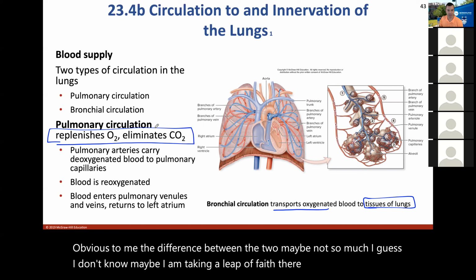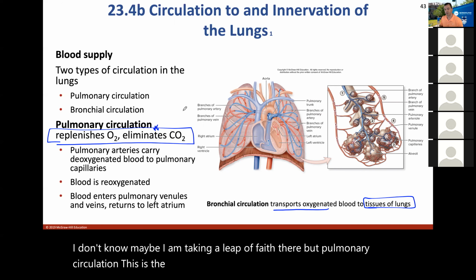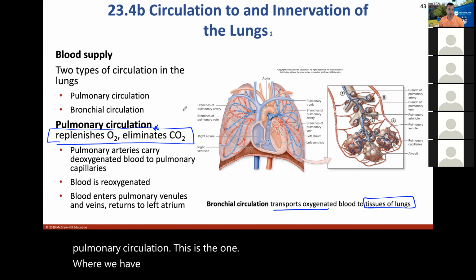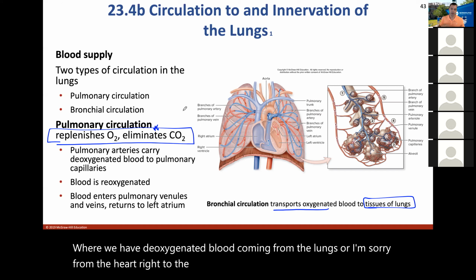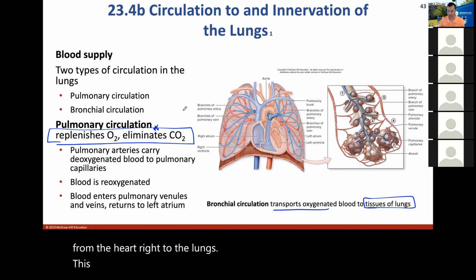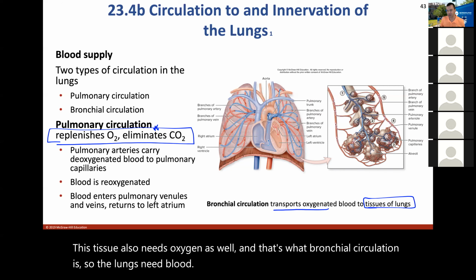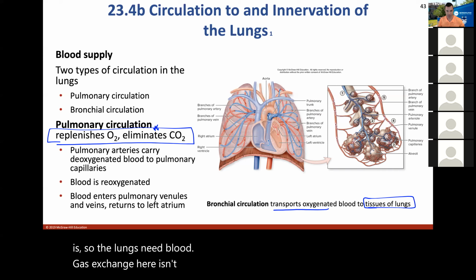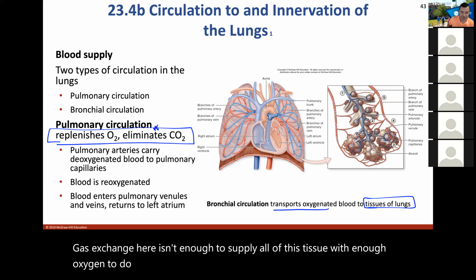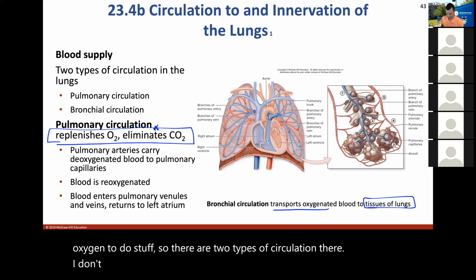Pulmonary circulation, this is the one where we have deoxygenated blood coming from the heart to the lungs. This tissue also needs oxygen as well, and that's what bronchial circulation is. So the lungs need blood. Gas exchange here isn't enough to supply all of this tissue with enough oxygen to do stuff. So there are two types of circulation there. I don't really know what else to say about it than that.